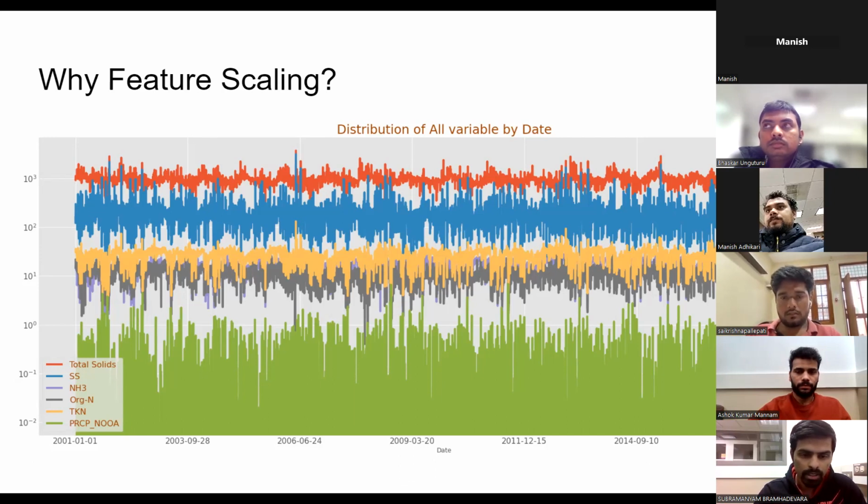We do feature scaling by using the scaling dot transform function. And as Manish explained, it is also used in the covariance matrix, for which we change into the scale like 0 to 1, which we have used to get the best set of features.